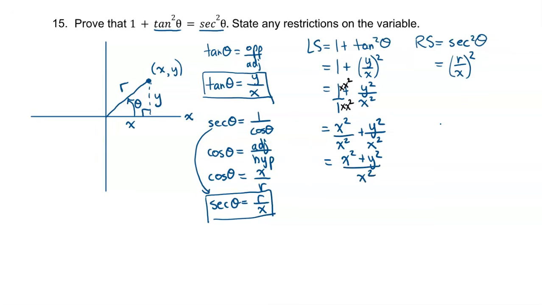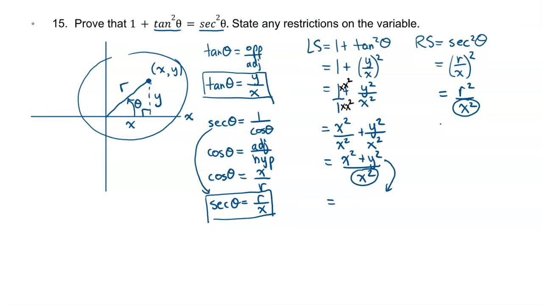Now let's go back to the right side for a moment, because expanding this out, we get r squared over x squared. So those have the same denominator, and the only difference is the numerator. Well, look at the right triangle that we drew over here. Using the Pythagorean theorem, x squared plus y squared equals r squared. So by the Pythagorean theorem, this becomes r squared over x squared. And therefore, the left side is equal to the right side.